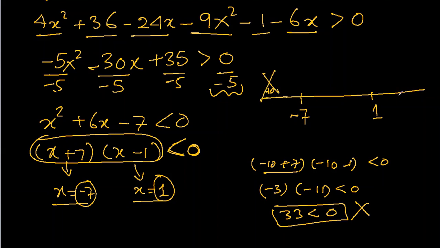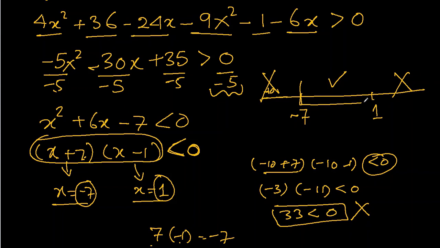Let's choose a number between minus 7 and 1. I think 0 is a good choice, so I will put 0. Let me do it mentally. 0 plus 7 is 7. 0 minus 1 is minus 1. 7 times minus 1 is minus 7, which is, yes, less than 0. This is our answer. And obviously, if we take a number more than 1, it will not be an answer. You can choose any number yourself, more than 1, and it will definitely give a positive number. So our answer is this area from minus 7 to 1.